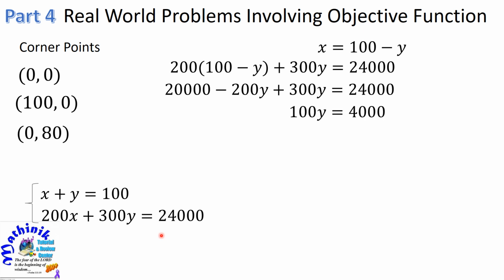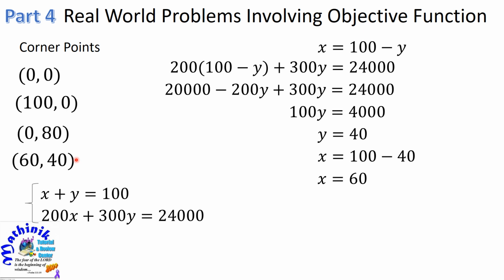Combining similar terms, we have 100y, that is from 300y minus 200y. And to the right hand of the equation, that will be 24,000 minus 20,000. Let's get the value of y. Dividing both sides by 100, we have y is equal to 40. Now this value of y, substitute to equation 1 so that we will get the value of x. Then that will be x equals 100 minus 40 and x equals 60. Then we have the fourth corner point with coordinates (60, 40).